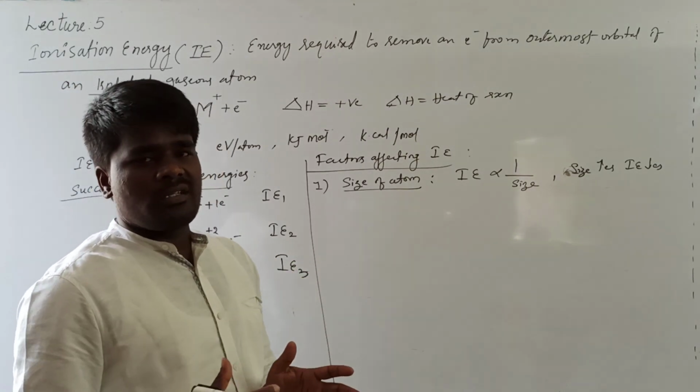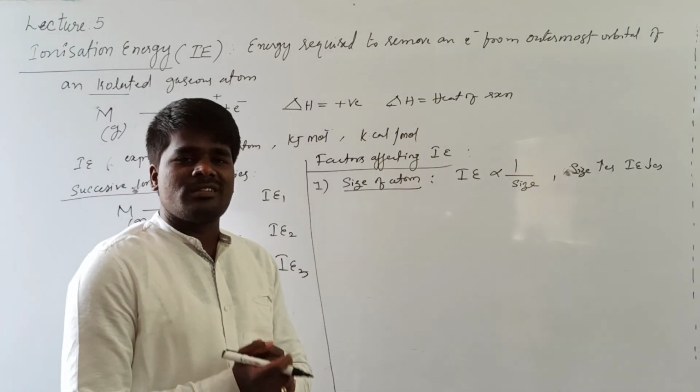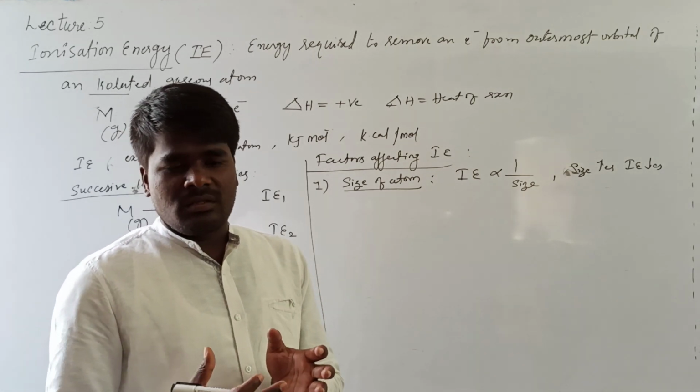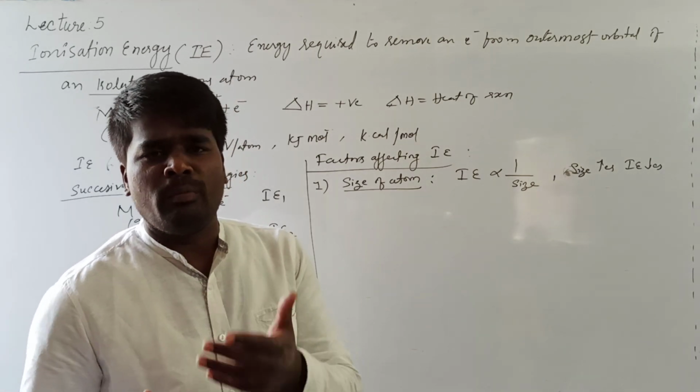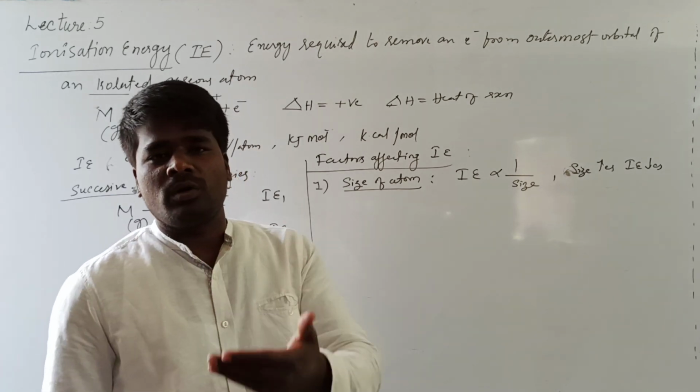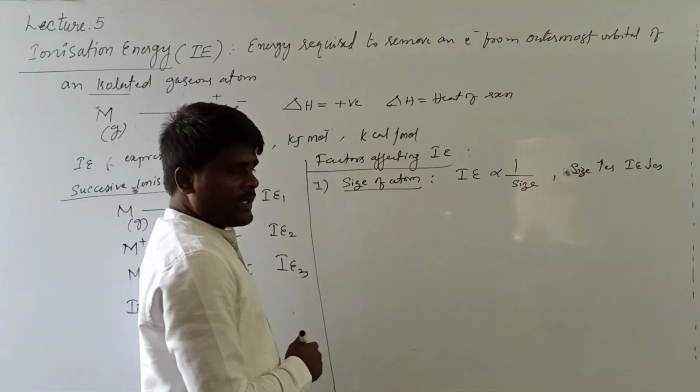If the size decreases, ionization energy increases. What is the reason for this? If the size decreases, the nuclear force of attraction on the valence shell will be more. In that case, you need to spend more energy. Right? This is the first factor.